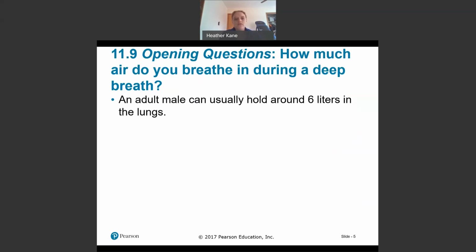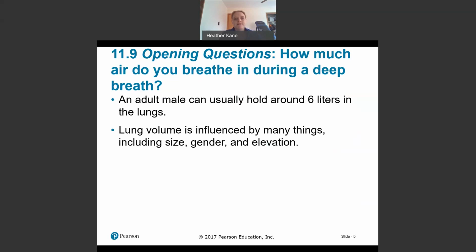But your lung volume is affected by a lot of things, including the overall size of you. Larger individuals, people that are taller, people that have a wider bone structure, they're going to be able to have a larger lung volume. Gender as well. Males are going to have a larger lung volume than females.